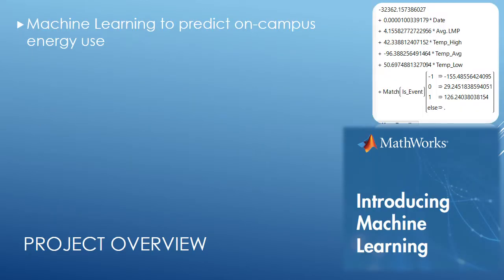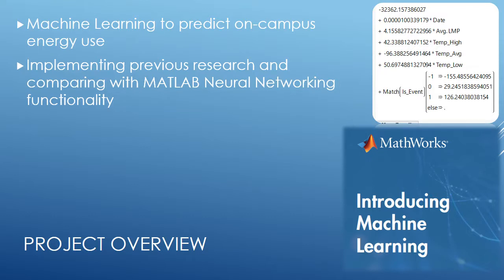So for this study, we're going to be applying machine learning to predict Liberty University's on-campus usage. For a previous study, we did a multiple regression to look at the factors of the outside air temperature, as well as the weather condition, and whether or not there was an event on campus. So we'll be implementing this previous research and comparing that with MATLAB neural networking functionality.